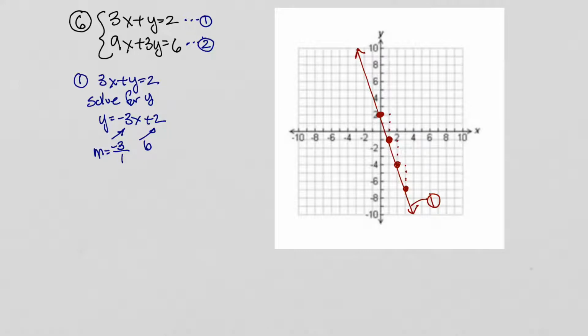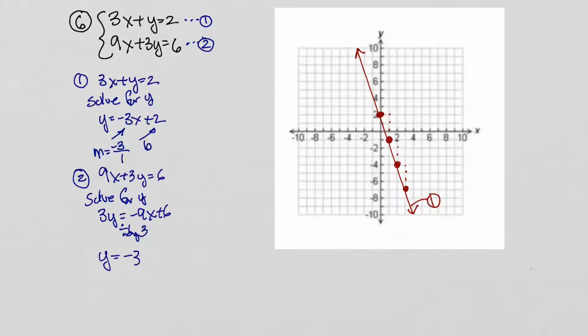Now let's get line 2, all right? So in line 2, again, I notice that the 3 goes into the 6 evenly, but the 9 doesn't. So let's solve for y. So here's the second line. 9x plus 3y is 6. And again, if I solve for y, I'll get 3y equals negative 9x plus 6, divided by 3. We'll get y equals, now negative 9 divided by 3 is negative 3x, and then 6 divided by 3 is plus 2.